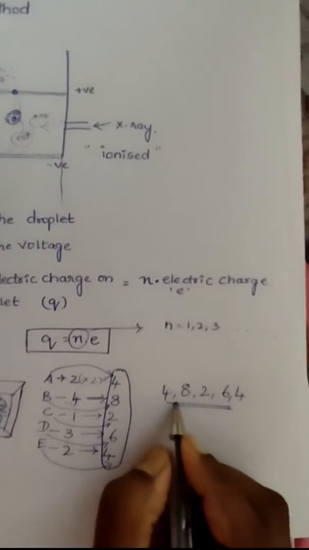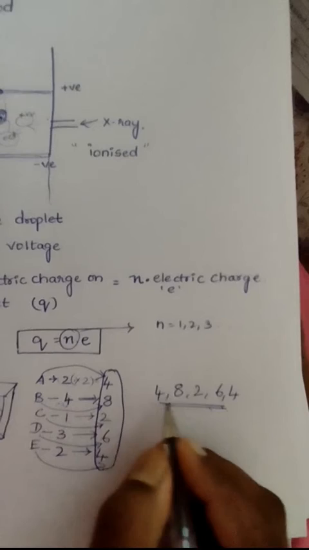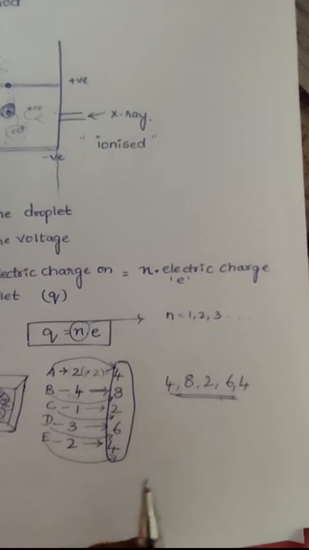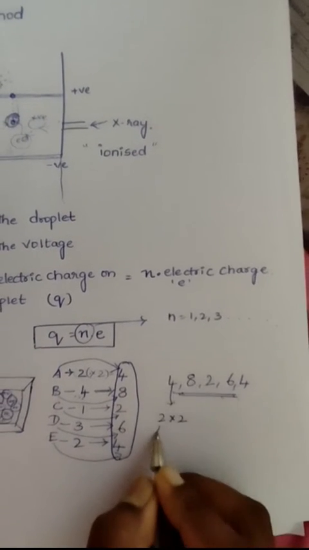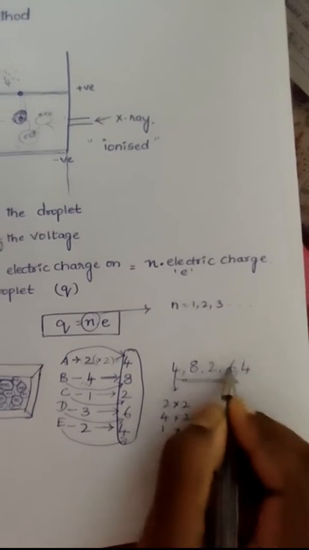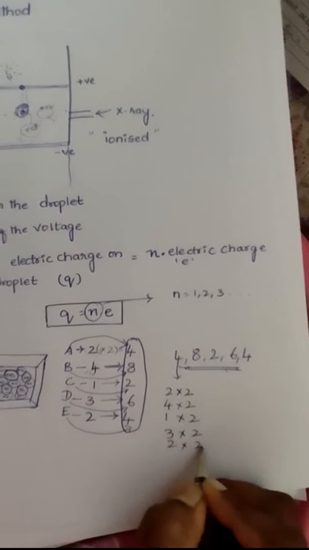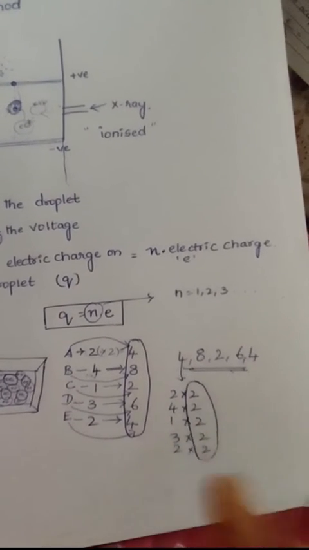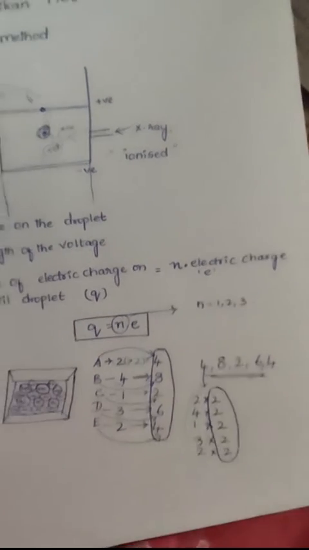And this can be written as products of 2. That is, these are all multiples of 2. So 4 is 2 into 2, 8 is 4 into 2, 2 is 1 into 2, 6 is 3 into 2, 4 is 2 into 2. Here 2 is the same, that is the number of chocolates in each packet. And the other number is random, it's a whole number. Same thing.